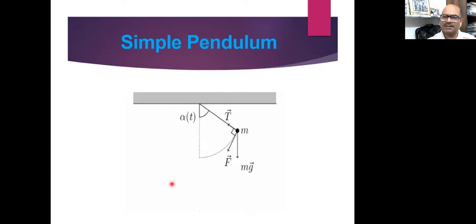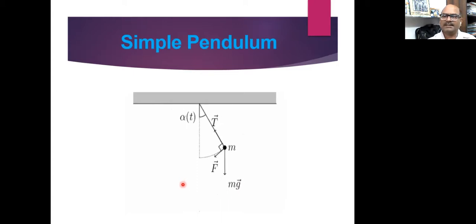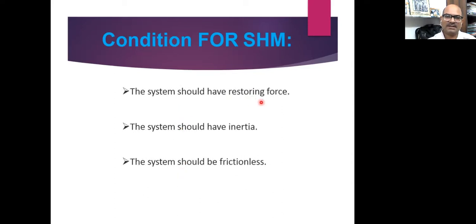We'll try to understand more of this, but now you can understand what type of motion we are talking about and how we will analyze it one by one. Conditions for SHM, simple harmonic motion, we can now define very easily: the system should have a restoring force, the system should have inertia, and the system should be frictionless, because no opposing force should be there. Otherwise it will create damping, and after some time the oscillation will fall off and die.